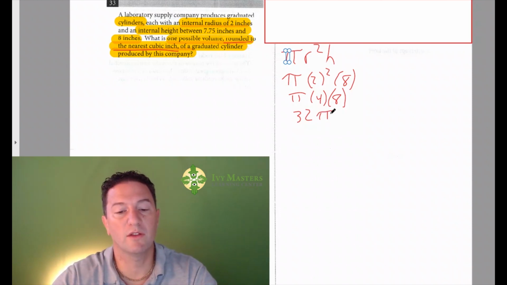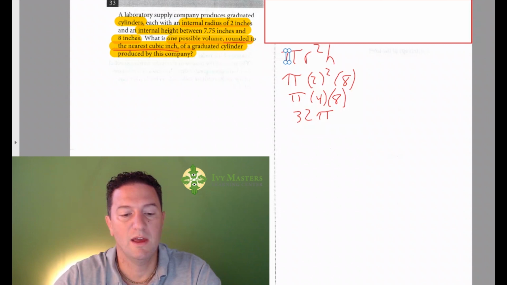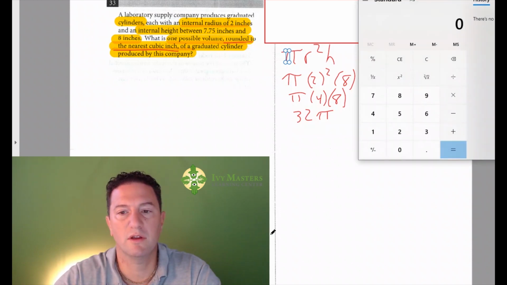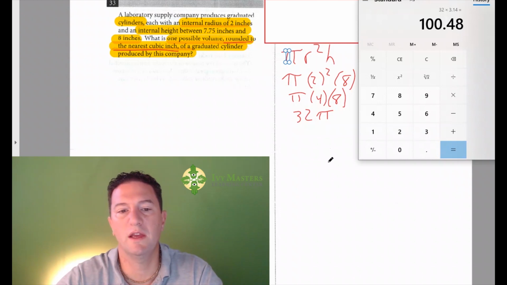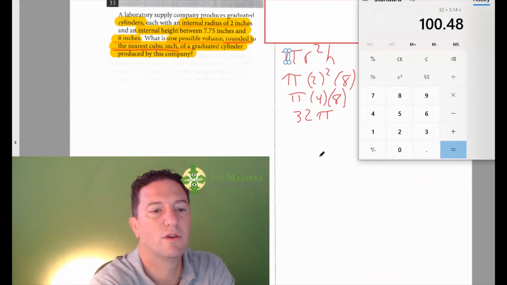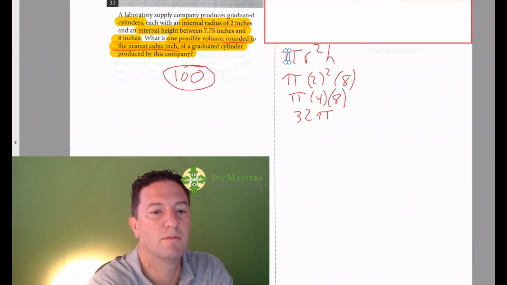And remember, we've got to round down, and you're going to have a pi button on your calculator. I don't believe I do on this high-tech computer calculator, but I'm just going to do 32 times 3.14 to get an approximate value. It's 100.48, so you could round down to 100 and bubble that in.